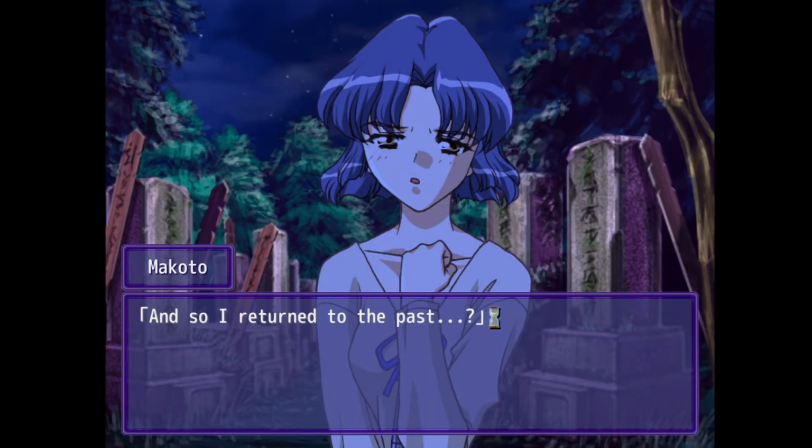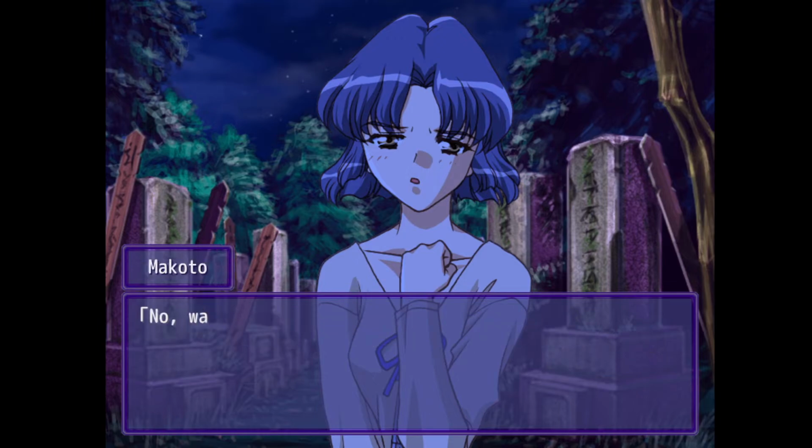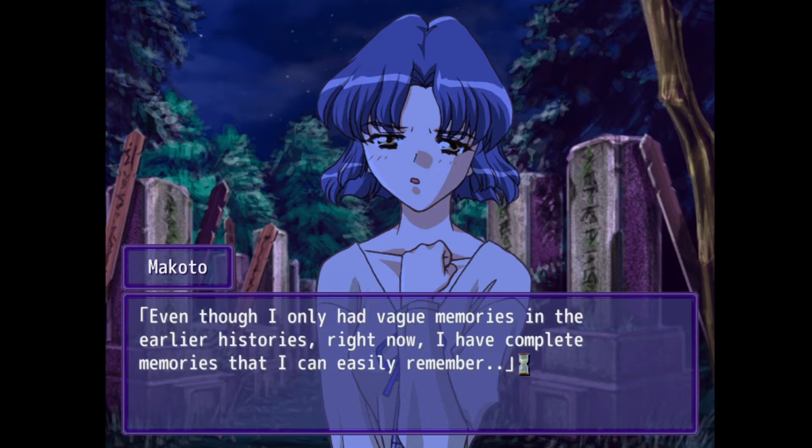And so I returned to the past. That was the first time I really time traveled. It was arranged that the me who had already experienced the future had real premonitions. No, wait. Then how do you explain my memories? Even though I only had vague memories in the earlier histories, right now I have complete memories that I can easily remember. As it explained Azumi's memories and Yuka's memories as well.